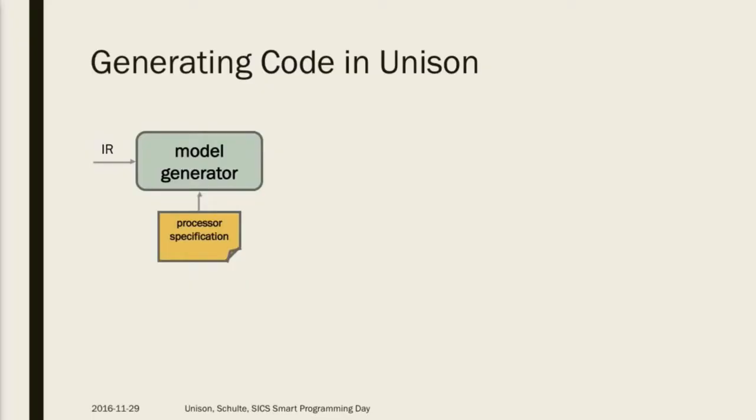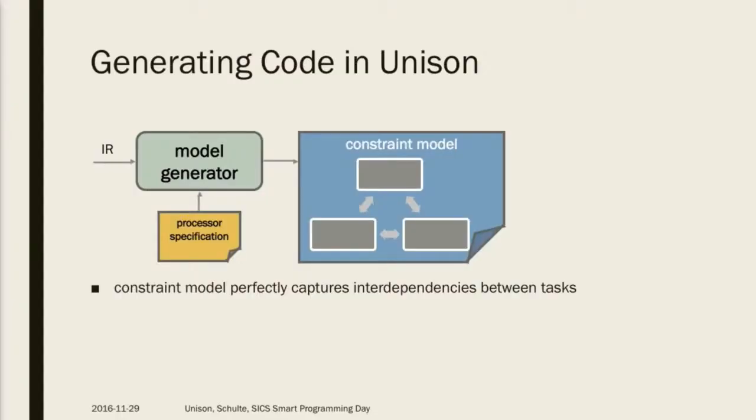Right. Okay, so what we are doing in Unison is actually something different. We still start with a program in intermediate representation, but rather than generating code, we generate a very high-level model, right? And the model is based on the input program and a specification of the processor that we're going to use. So basically, think of the specification as what are the instructions that are available, what are the properties of these instructions, number of clock cycles, what kind of functional units are being used, and so on and so forth.